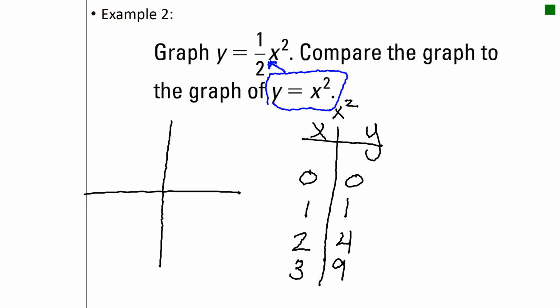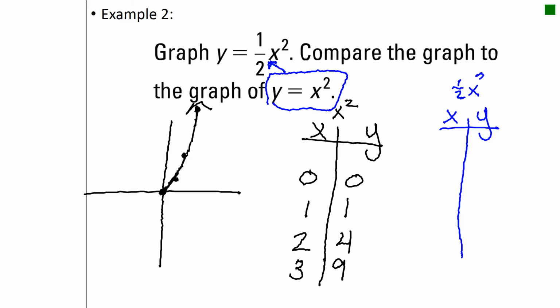So let's go ahead and do that for x squared: 0, 0, 1, 1, 2, 4, 3, 9. I'm just sketching it. This isn't exact, but if you're using your graph paper, yours is going to look much nicer. Let's see what happens when we look at 1/2 x squared. Half of all the x squareds is what it's saying. Take half of x squared.